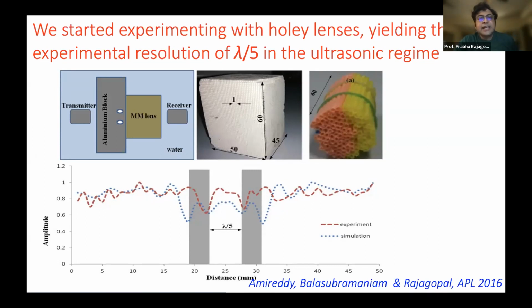And is that clear, Professor Pradeep, on the physics of this lambda by x?